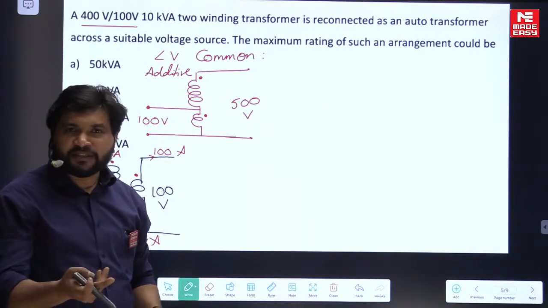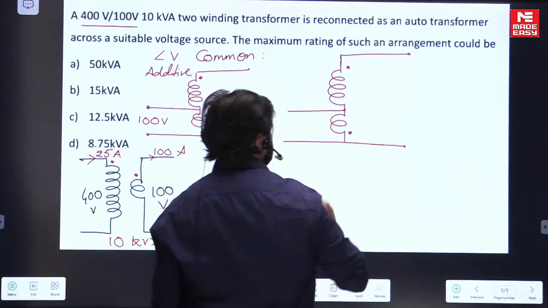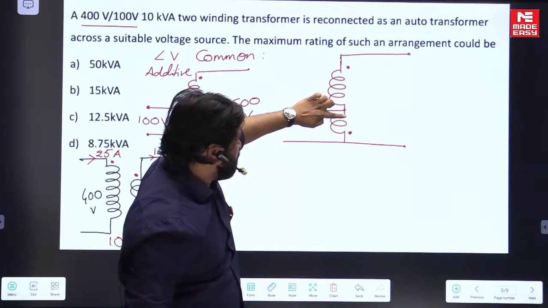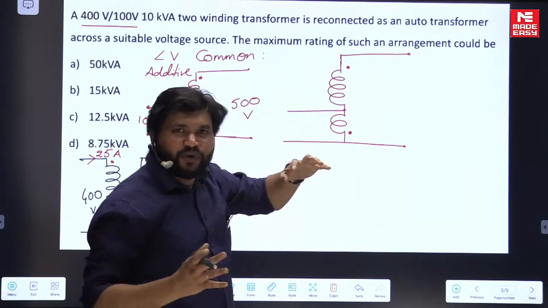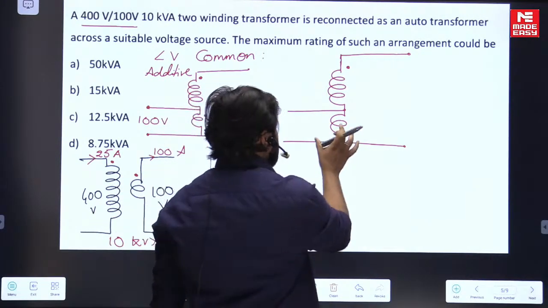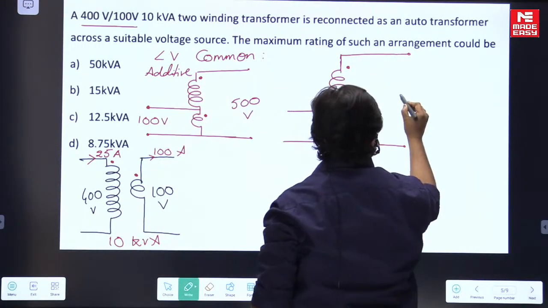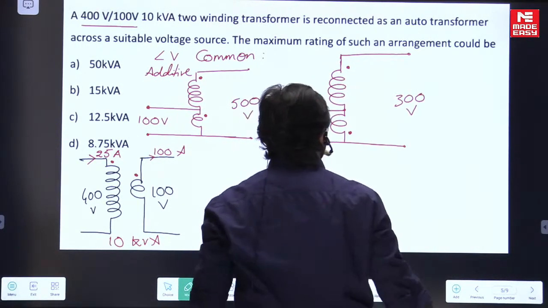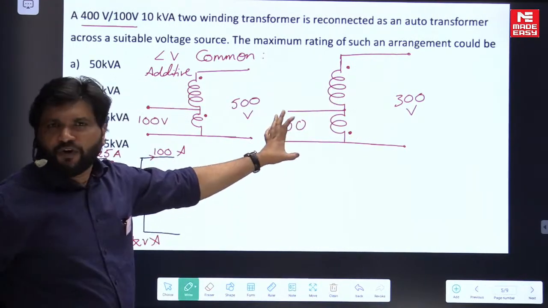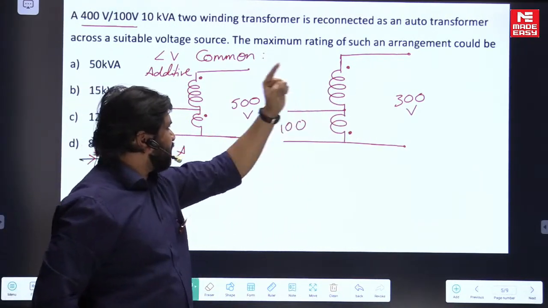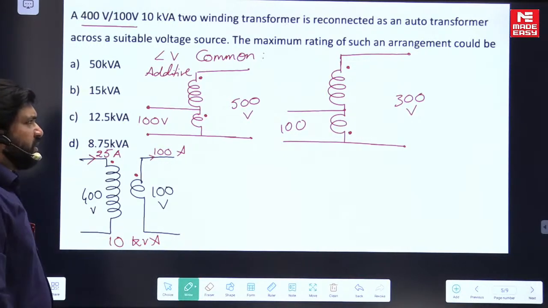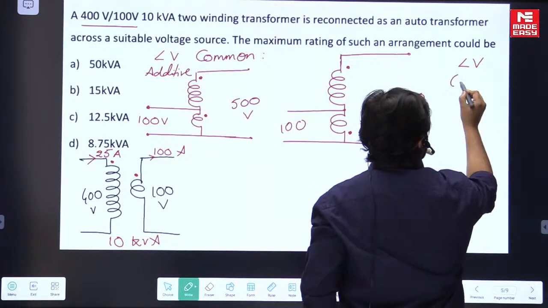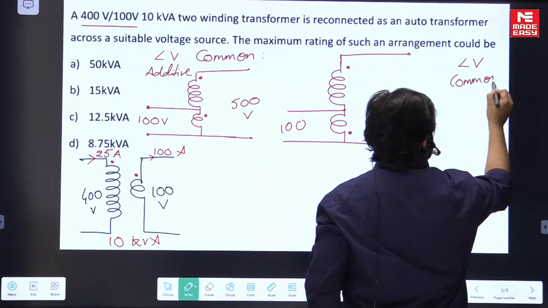What's the other connection? If you reverse any one winding, the reversed dot is here, meaning plus minus, minus plus. If you connect like that, they won't add up. So finally the output voltage is 100 on one side and 400 on the other, the difference is 300. Now this is an auto transformer, 100 by 300. This is called LV common, but subtractive polarity.